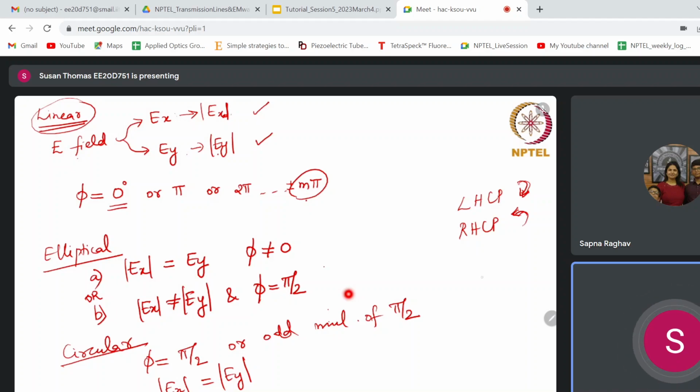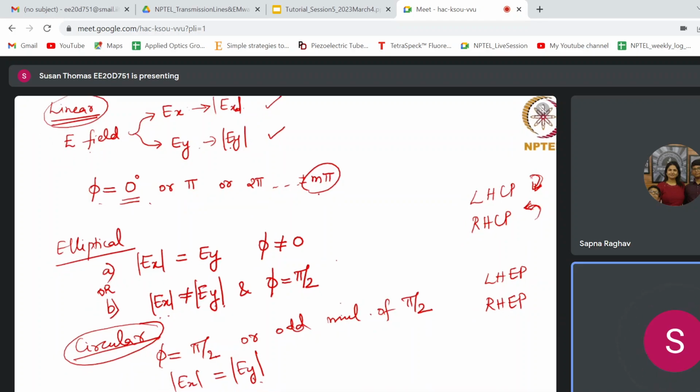We also say left hand elliptically polarized and right hand elliptically polarized. So the only condition is the magnitudes are equal and phi is equal to pi by 2 or an odd multiple of pi by 2, then it becomes circular. If the magnitudes are not equal, then it becomes elliptical. Now, if the phase difference is 0 or a multiple of pi, then it becomes linear. Okay, so that is a brief of polarization.